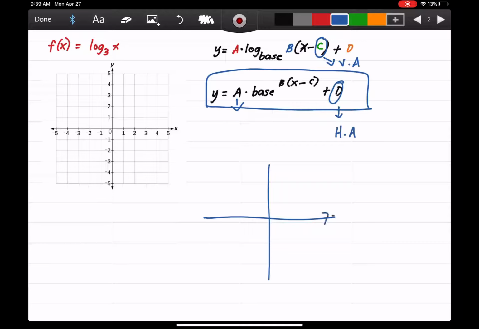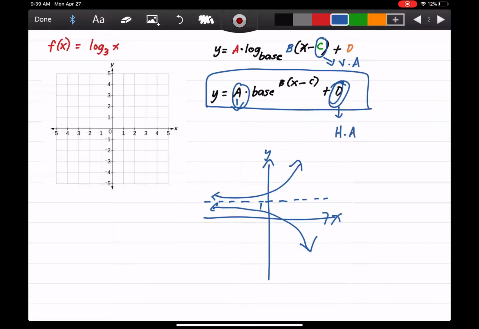Let's say this is your x, this is your y. For example, the d value here is at 1. So we can say that there will be an asymptote at y equals 1. So how do we know if the graph will be above this line or under this line? If your a is positive, then we are sure that the graph will be contained above that line. But if your a is negative, it's going to be below that line.